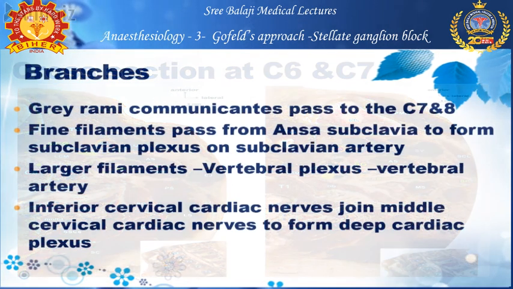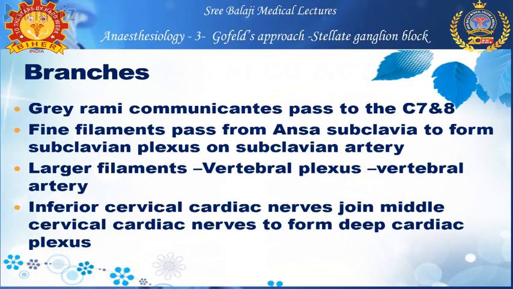Now coming to the branches of the stellate ganglion. The gray rami communicantes pass to C7 and C8 from the ganglion. Fine filaments form the ansa subclavia to form the subclavian plexus on the subclavian artery, thereby supplying the upper limb. Larger filaments move along into the vertebral plexus along the vertebral artery. The inferior cervical cardiac nerves join the middle cervical cardiac nerves to form the deep cardiac plexus.